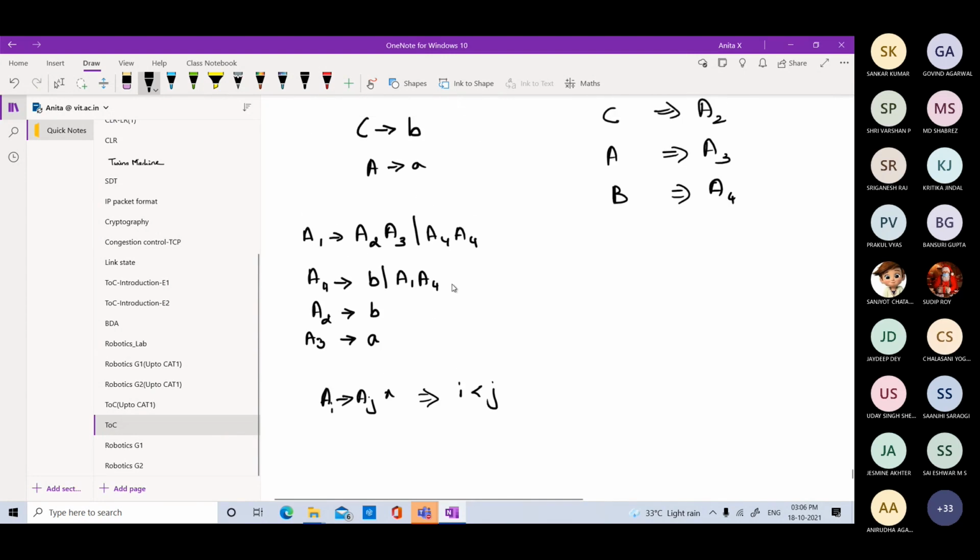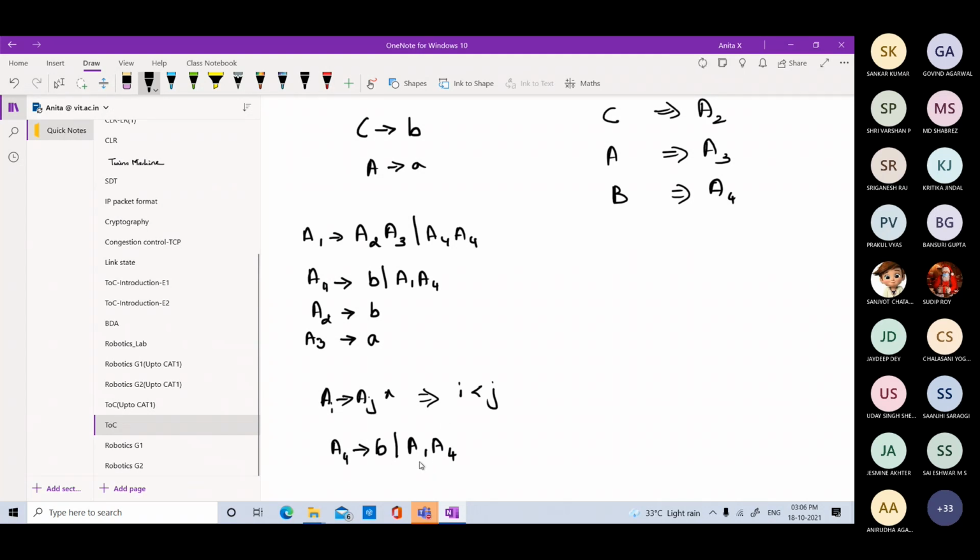Here we can start. Yes, in this production, this condition is satisfied, right? And similarly, here also this condition is satisfied. This is i, this is j. i is less than j. Here, what is A4 derived? Is the condition satisfied over here? This is i, this is j. So here, i is greater than j, right? i is greater than j.